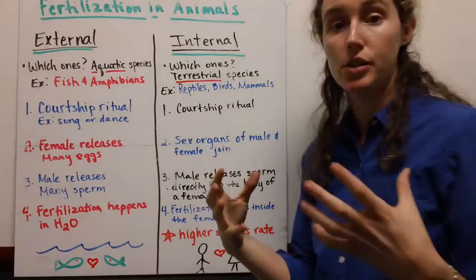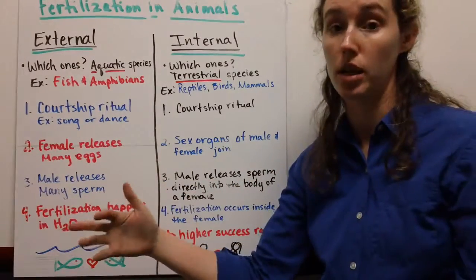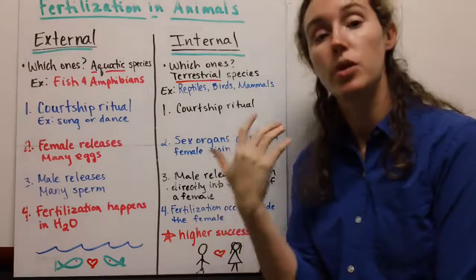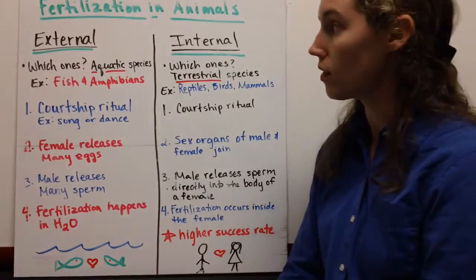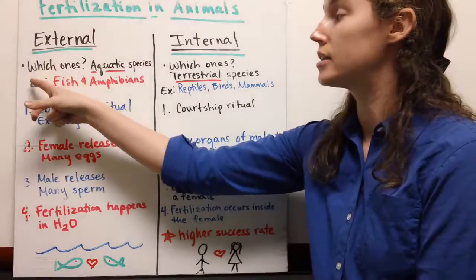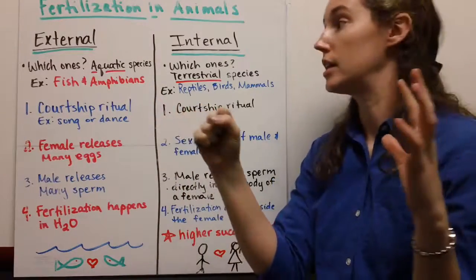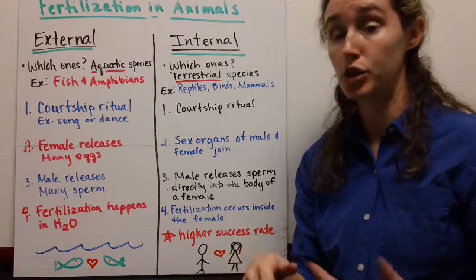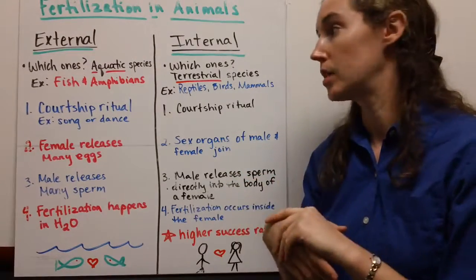So fertilization can happen externally, meaning outside of the body, or internally, meaning inside of the body. So here is the lowdown on external fertilization. The organisms that reproduce and whose eggs are fertilized externally are mainly your aquatic species. So these are going to be your fish and your amphibians if we're looking just at vertebrates.